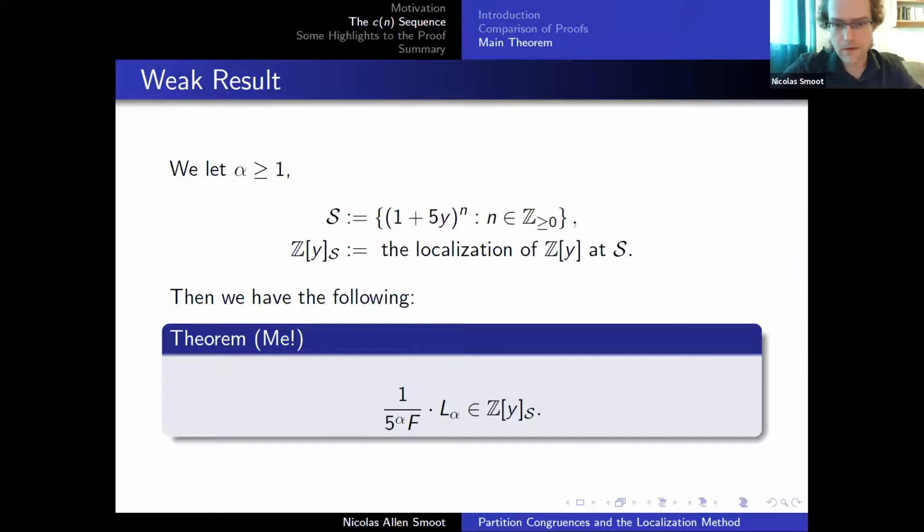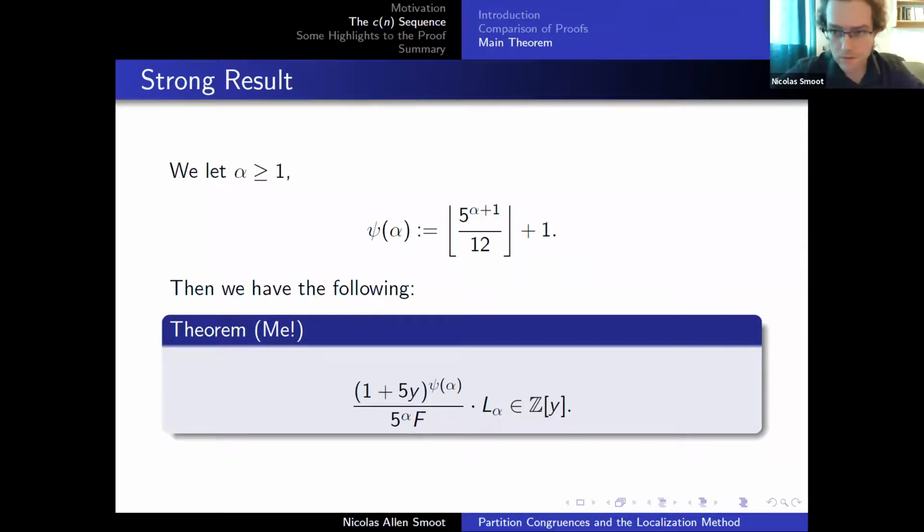I can show that L alpha divided by 5 to the alpha f is in the localization of Z[y] at S, and S is just the non-negative powers of 1 plus 5y. I'll call it the weak result, just because it gives you a neat conceptual idea. But I can do a bit stronger. I can tell you what the power is that you need to push everything up into the polynomial ring. So it's just this little floor function plus 1. That will push each L alpha up into just your regular polynomial ring for Z[y]. And it obviously doesn't affect divisibility by 5.